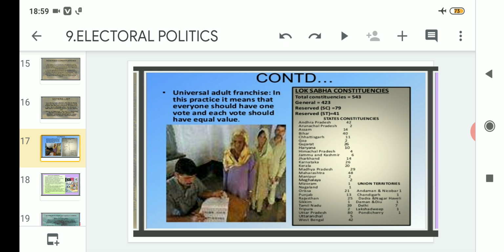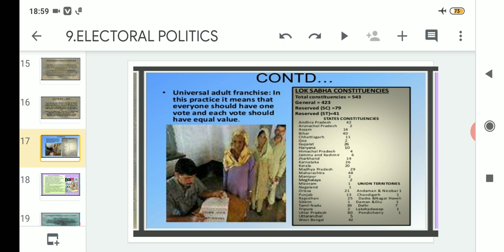Then comes Maharashtra, which has 48 constituencies. After Bihar has 40, it has 48. Then comes Manipur and Meghalaya, where it is 2 constituencies each. So we can see here that Arunachal Pradesh, Goa, Manipur and Meghalaya have 2 constituencies each.